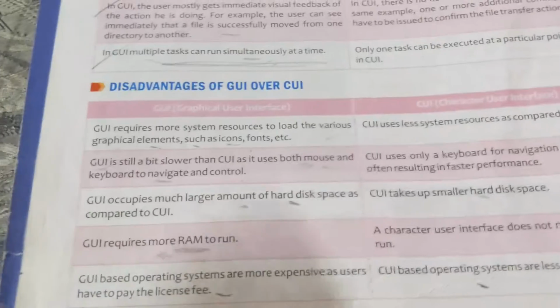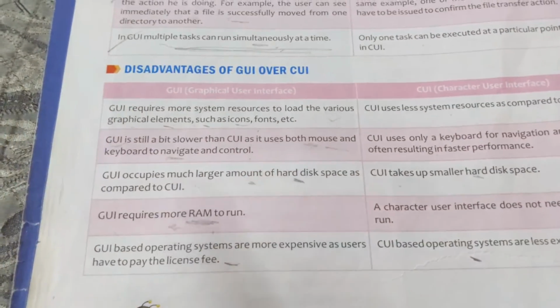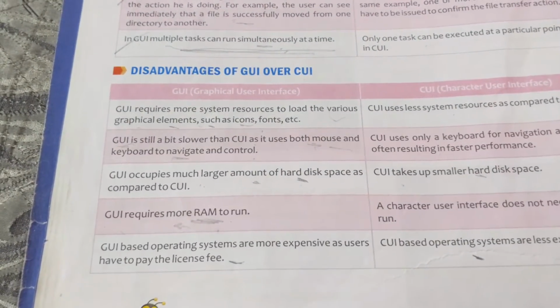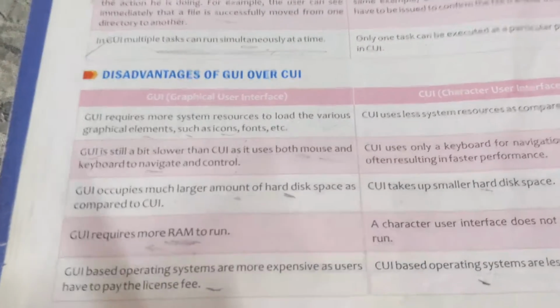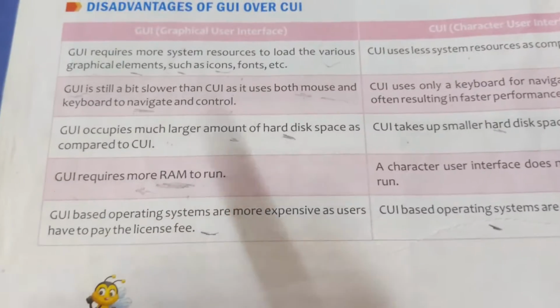So there are advantages of GUI also. It doesn't mean GUI has no limitation. It has limitations. इसमें भी कुछ गलतियाँ हैं, इसमें भी कुछ limitations हैं. So let's discuss about them.